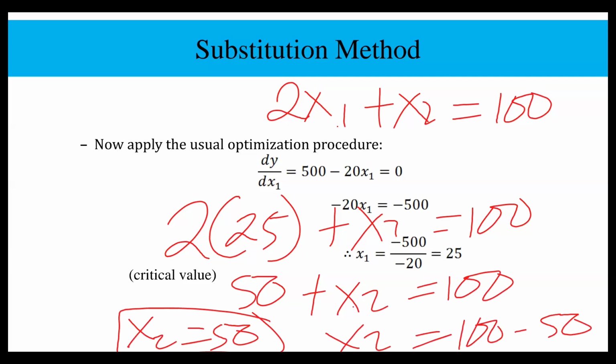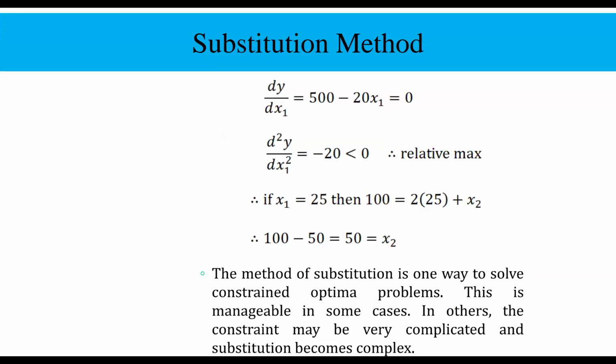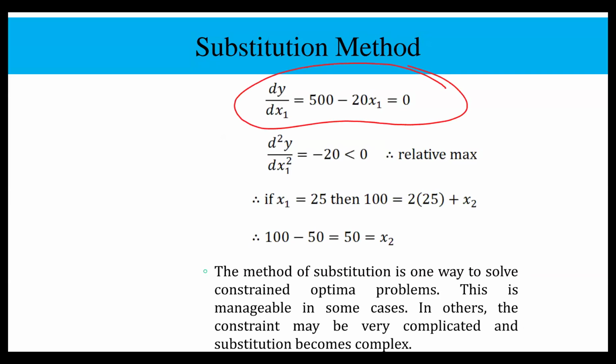But the issue is that you don't know whether this function is a maximum or a minimum at these points, at x1 equal to 25 and also at x2 equal to 50. We don't know. So for us to test whether the function is a maximum or minimum, we need to take the second derivative of this first derivative.